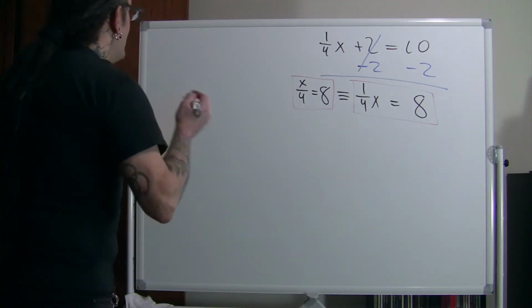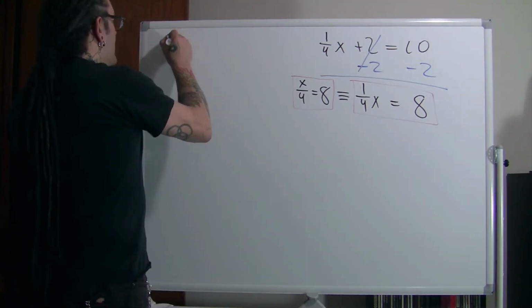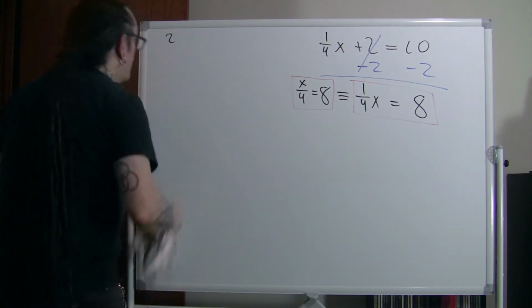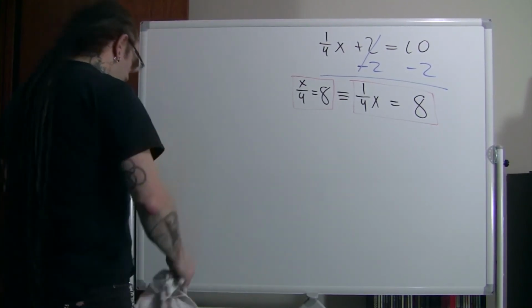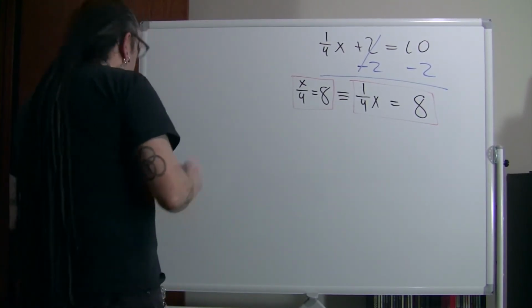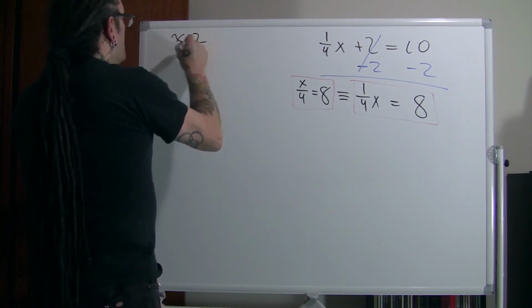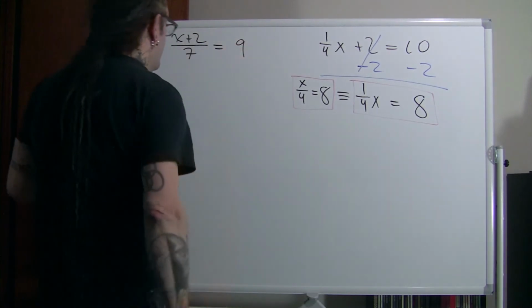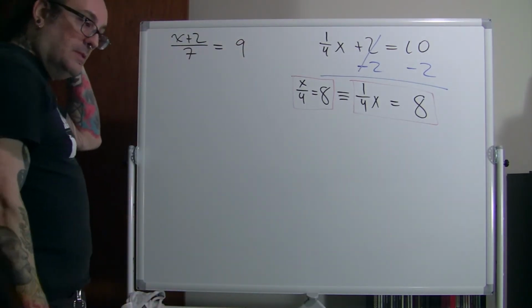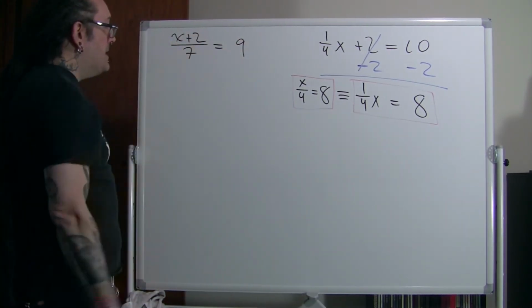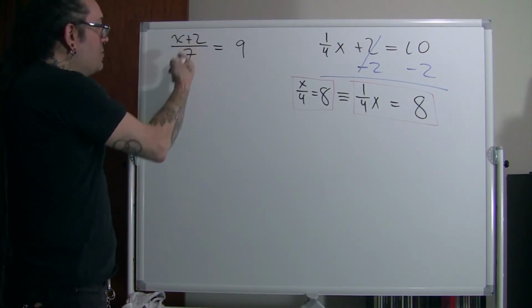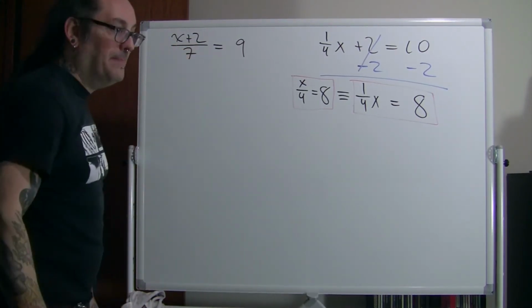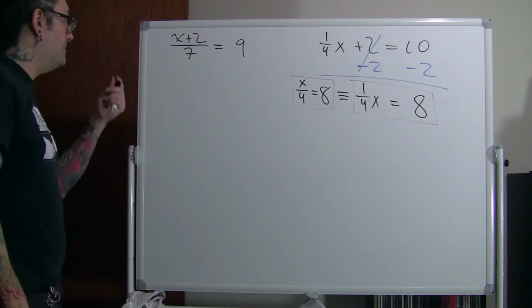Okay, so if I have x plus 2, x plus 2 over 7 equals 9. All right, man, there's a lot of stuff going on here. I can't subtract 2 like this, the 7 is in the way. There's a lot going on here.